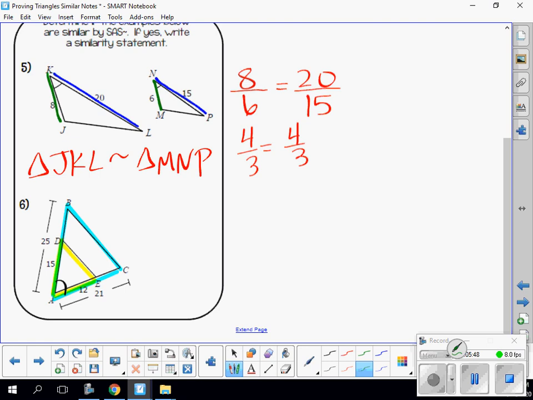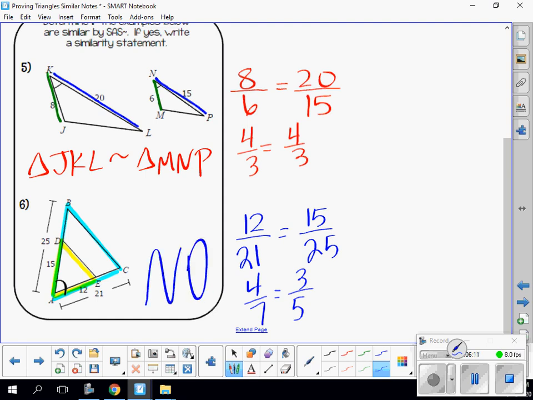If I look at my smallest side is 12 over my smallest side, which is 21. And then I'm looking at 15 over my largest, which is 25. This would reduce down to 4 over 7, and this would reduce down to 3 over 5. Those are not the same. So I have an angle, but I don't have the sides, so this one would be no.